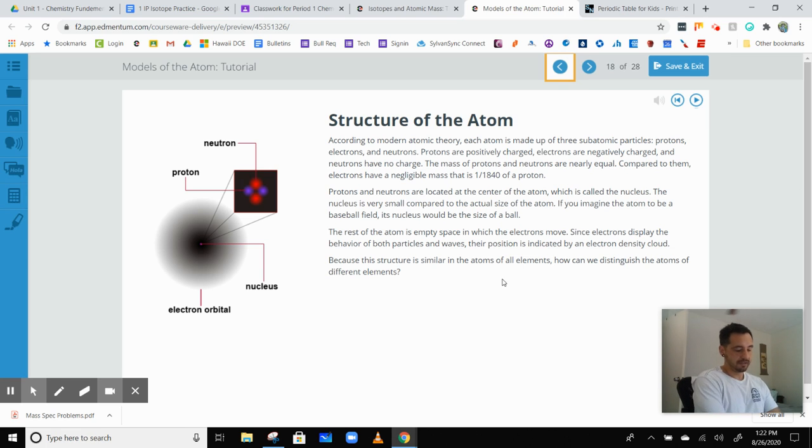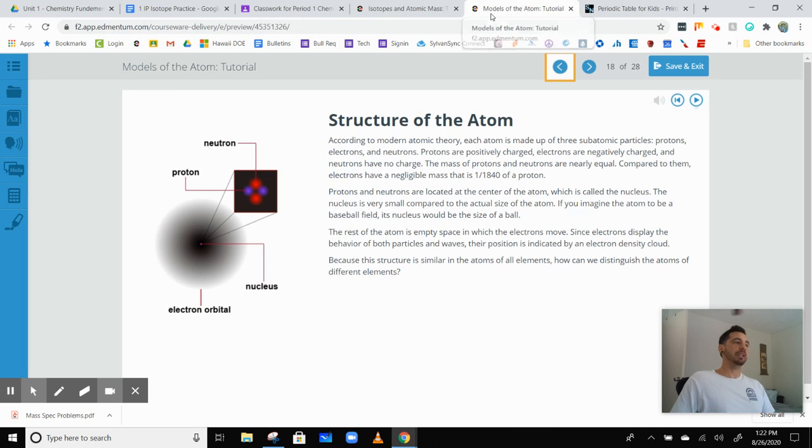Hey, good morning, guys. We're going to be talking today about the structure of the atom, and more specifically, we're going to be talking about how to find the number of protons and the number of neutrons in an atom, and what it's called when the number of neutrons in the atom change, but the number of protons stay the same. When that happens, we get an isotope.